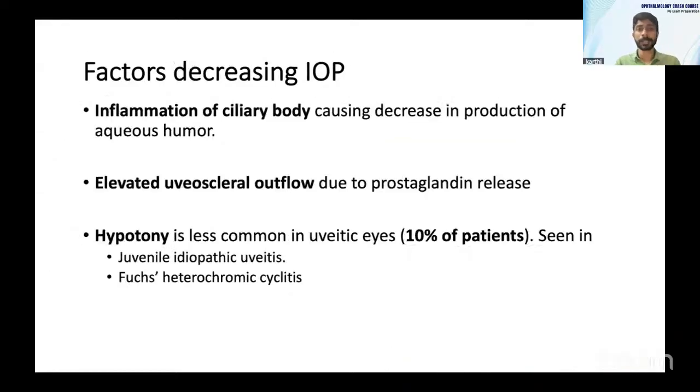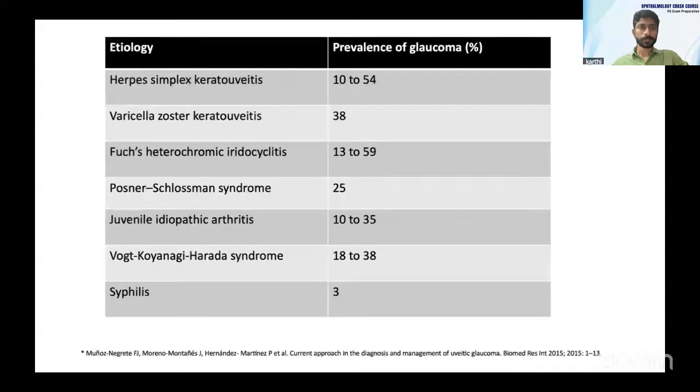There are certain factors in uveitic patients which can reduce the intraocular pressure. Inflammation of the ciliary body can cause decreased aqueous production, and there can be elevated uveoscleral outflow due to prostaglandin release. In 10% of cases, hypotony can be seen in juvenile idiopathic uveitis and Fuchs heterochromic cyclitis. So these are the etiology and prevalence of glaucoma in uveitis. Herpes simplex keratouveitis has a prevalence of 10 to 54%, Fuchs has 13 to 59%, and Posner-Schlossman syndrome has 25% prevalence of glaucoma.